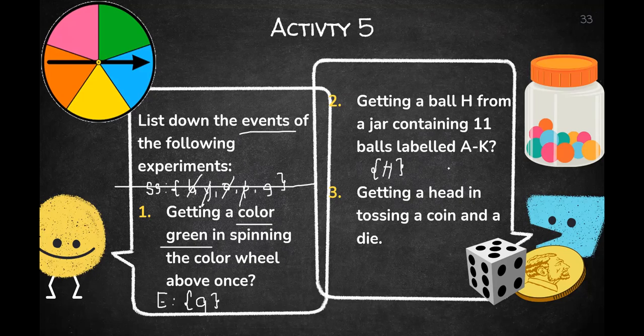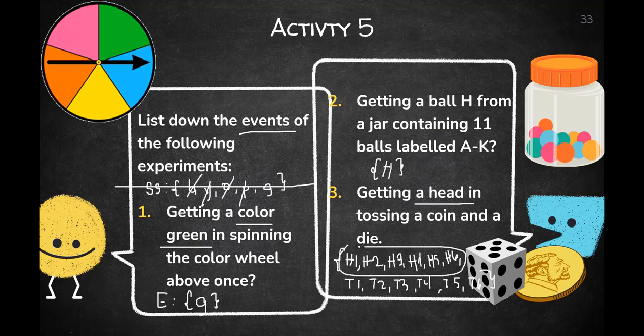Number three, getting a head in tossing a coin and a die. Medyo iniba ko ng konti yung question. Getting a head. So, last time we wrote H1, H2, H3, H4, H5, H6, tail 1, tail 2, tail 3, tail 4, tail 5, tail 6. Ang gusto ko lang ay makakuha ng head. So, ito lang naman yung aking mga kukunin, itong anim na to. 1, 2, 3, 4, 5, 6. These are not included kasi these are tails. Ma'am, paano yun? Walang sinabi about the die? It's fine. It doesn't matter kasi ang concern ko lang naman ay yung head.